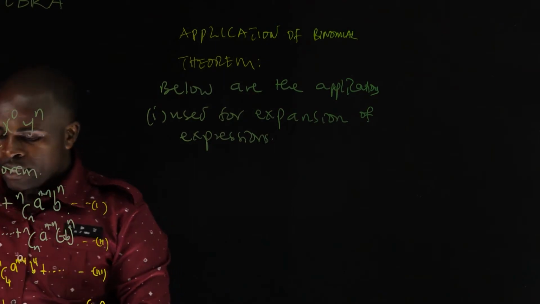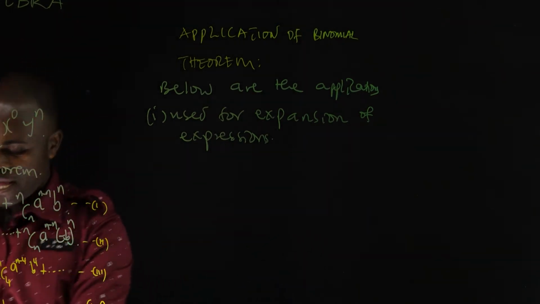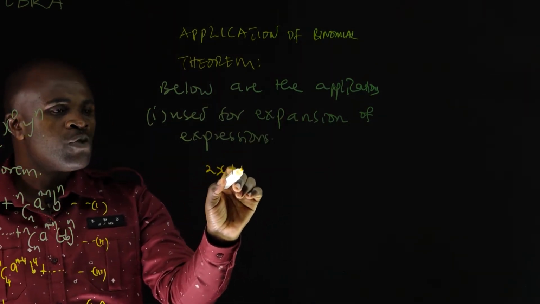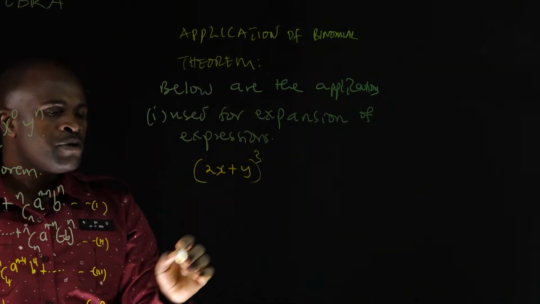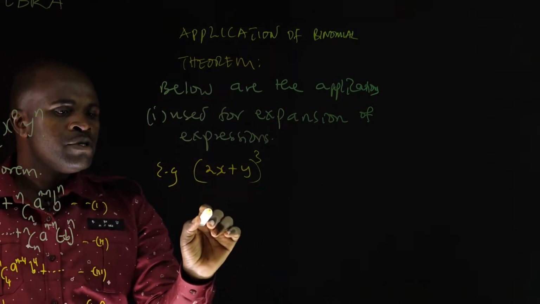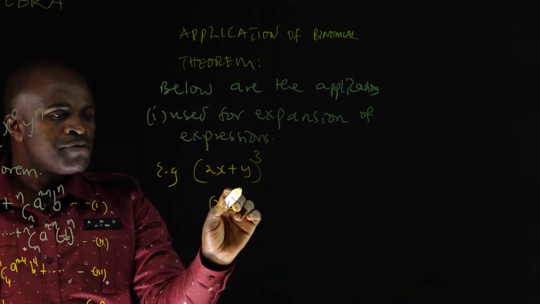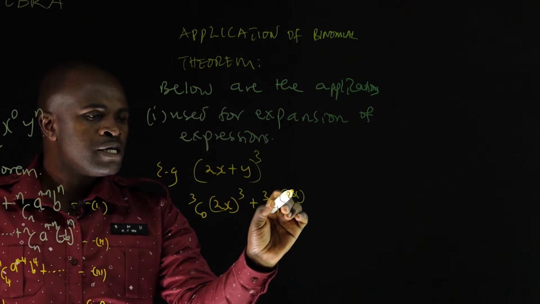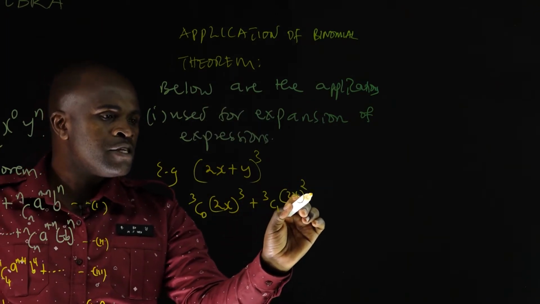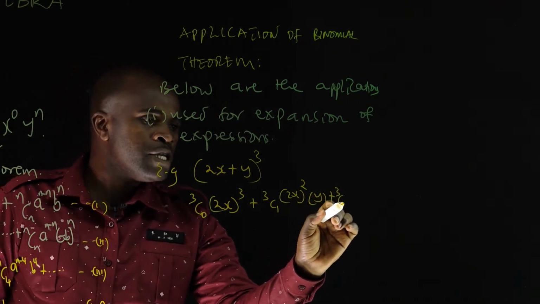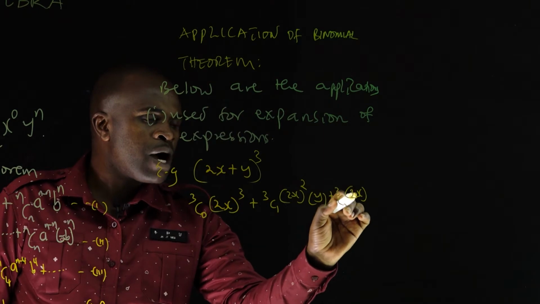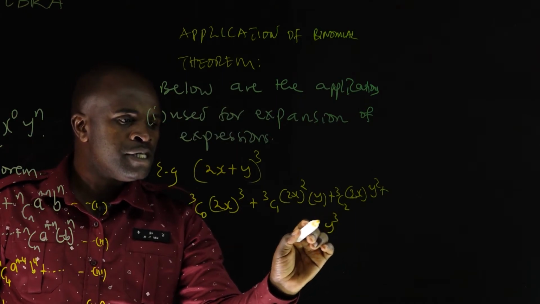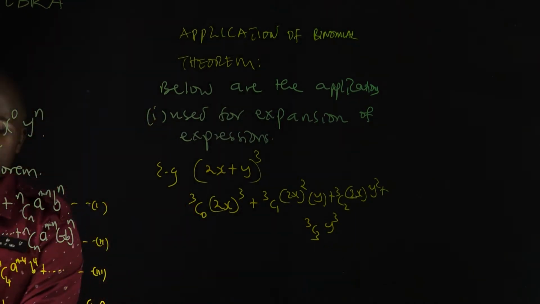Application 1, used for expansion of expressions, which we saw the previous time, and here I will not take time expanding. When one gives you like 2x plus y, let's say power 3, using binomial, quick example here. We could just say 2x power 3, 3 combination 0, then 3 combination 1, 2x power 2, because we take 3 minus 1, and the y starts now. Here is 3 combination 2, 2x power 1, and y squared, plus, and the last term could be y power 3, 3 combination 3.